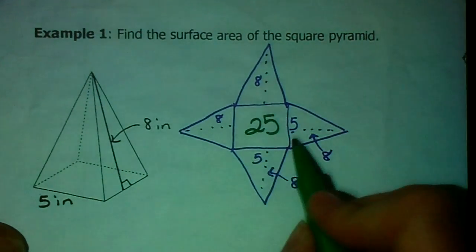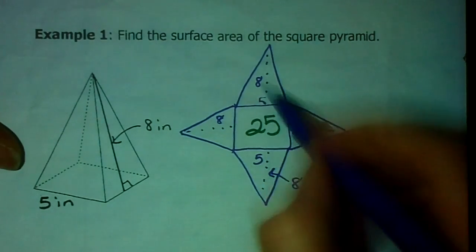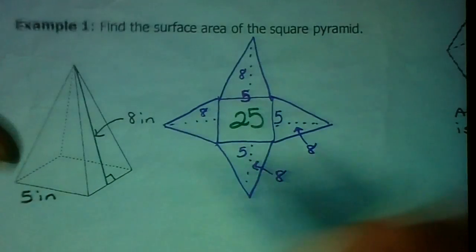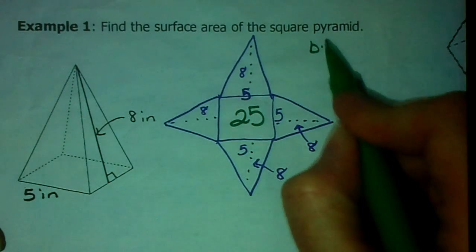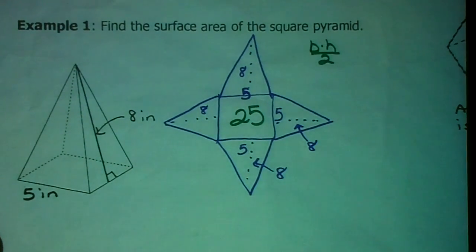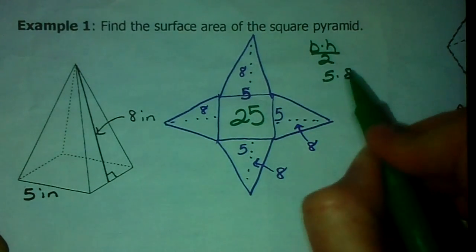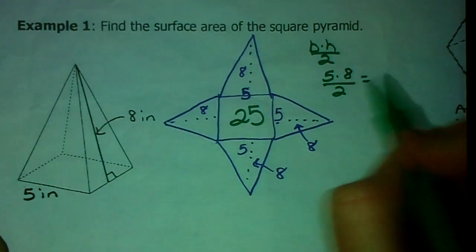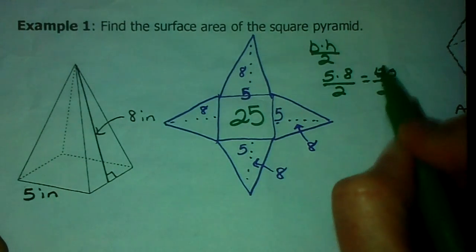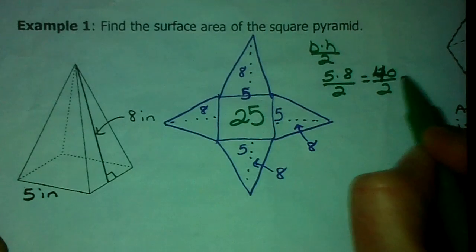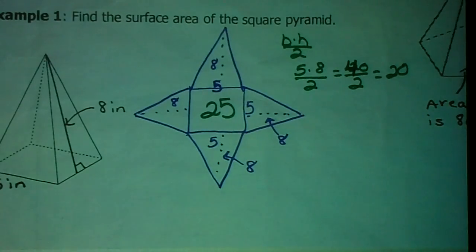Now, if each of these sides of the square is 5, then the area of each of these triangles is going to be identical. This side right here is 5. Remember that the area of a triangle is base times height divided by 2. So that means we have 5 times 8 divided by 2, which would be 40 divided by 2. That's 20, which means that the area of each of those triangles is 20.